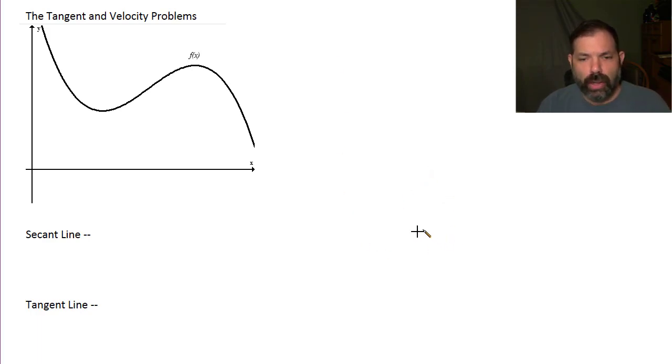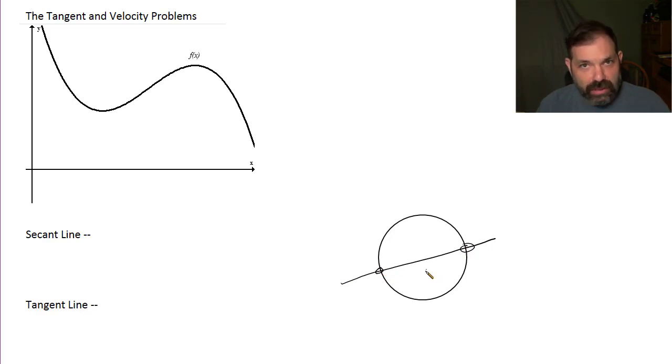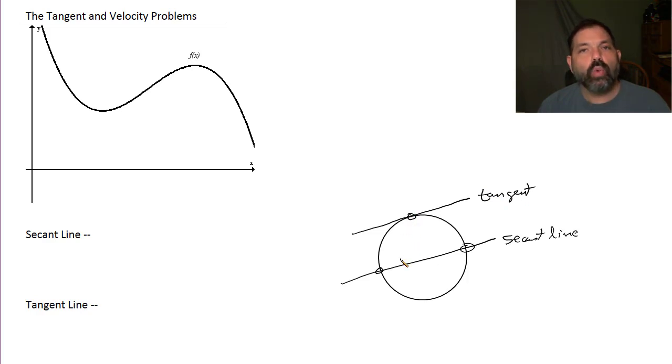So maybe it was a way back, but you might have seen a circle and you learned that you could draw certain kinds of lines to the circle. If we drew a line that went through 2 points on the circle, that was called a secant line. But if we drew a line that just touched the circle at 1 point, maybe it looked like that, this is a tangent line. It only hits the circle at 1 point.